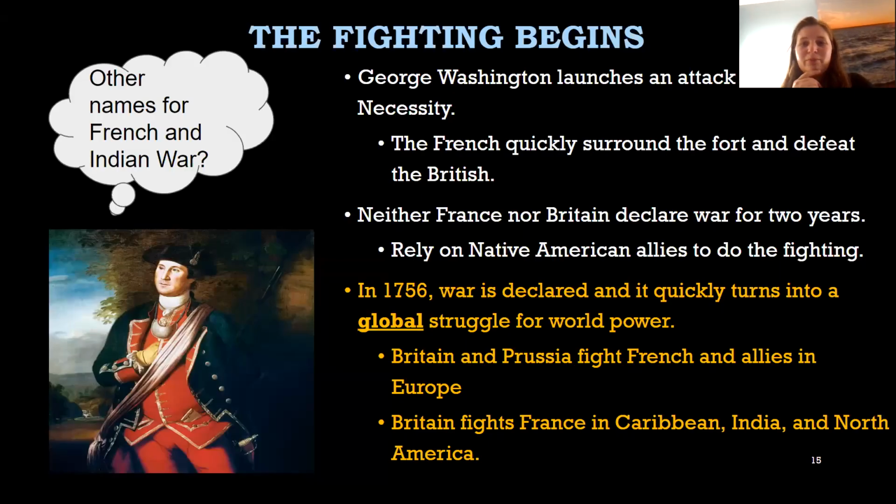Great. So to jump back in, we were talking about some of the early battles of the French and Indian War. So one of these first battles is when George Washington launches an attack from Fort Necessity. The French quickly surrounded that fort and defeated the British. This is an example of one battle, but neither the French nor the British actually declare war for 2 years. They rely on Native American people mostly to do the fighting rather than recruiting and retaining their own military.